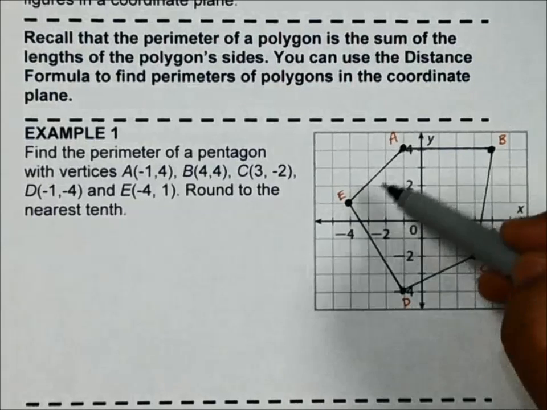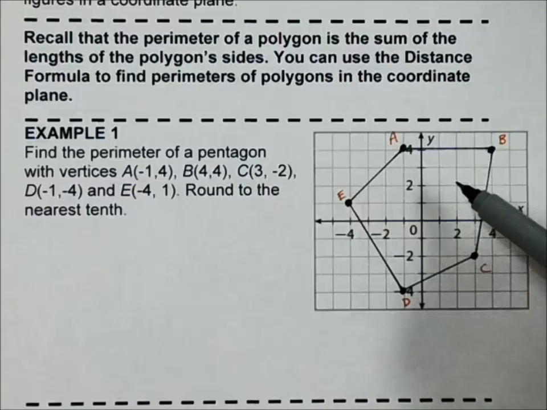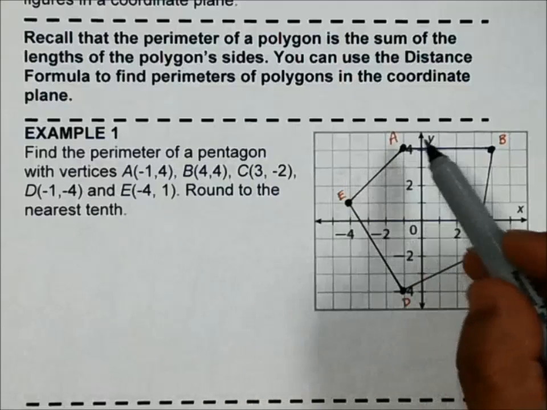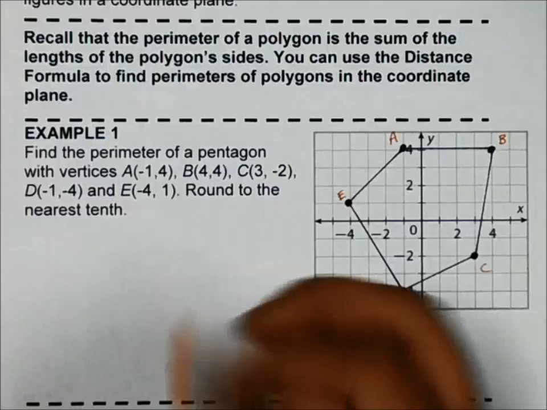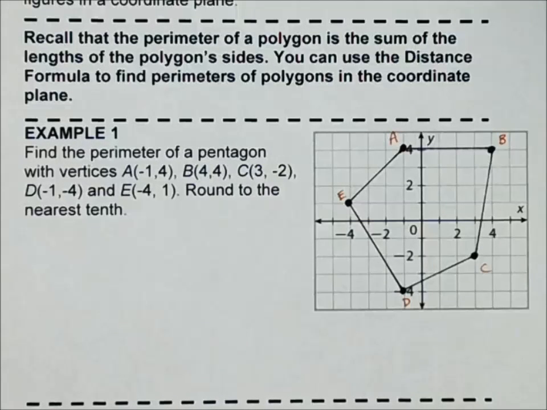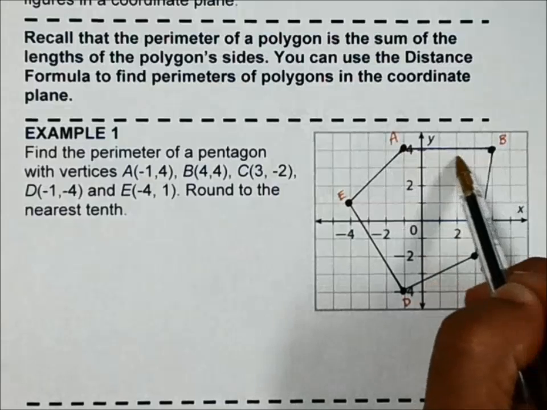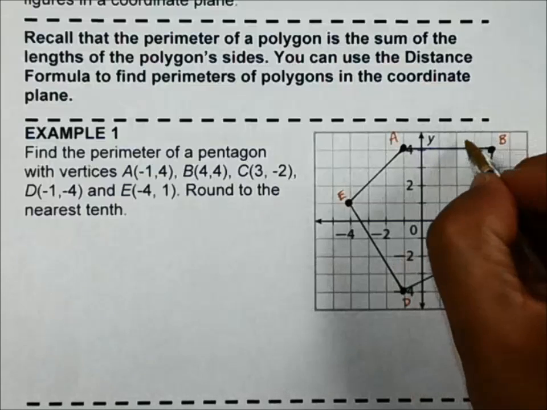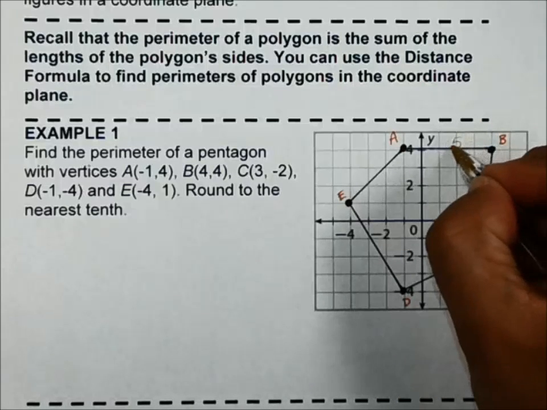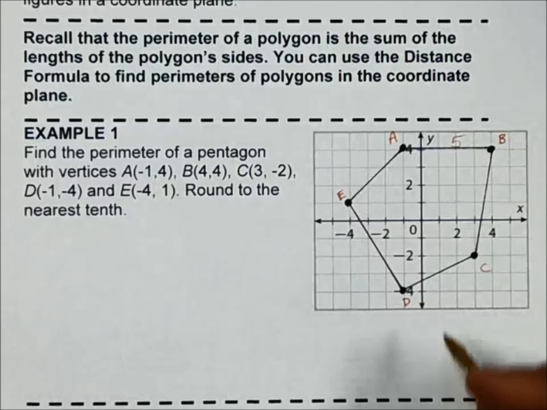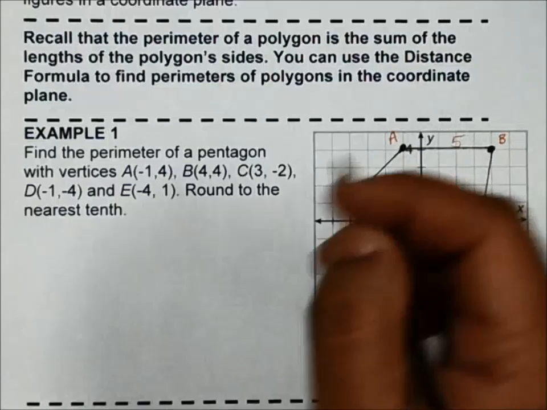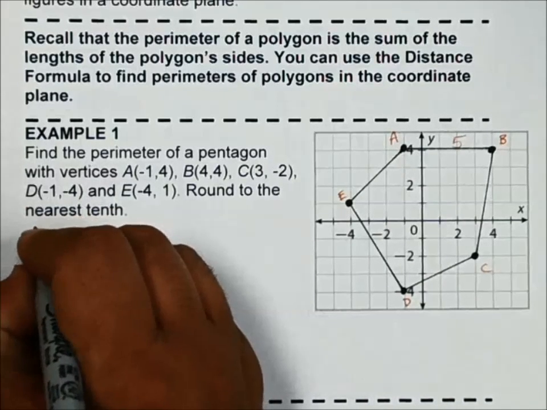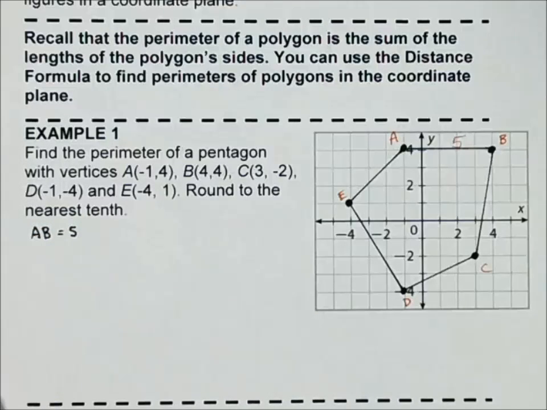Alright, so I went ahead and graphed them, and I connected each point to form this pentagon here, and we want to find the perimeter, so we need to find all of these sides. I would start with AB since it's a horizontal line, so I can count these units, and that's going to give me a length of 5. I don't have any other horizontals and I don't have any vertical lines, so I know that I'm going to start with AB. I know that has a length of 5 units.